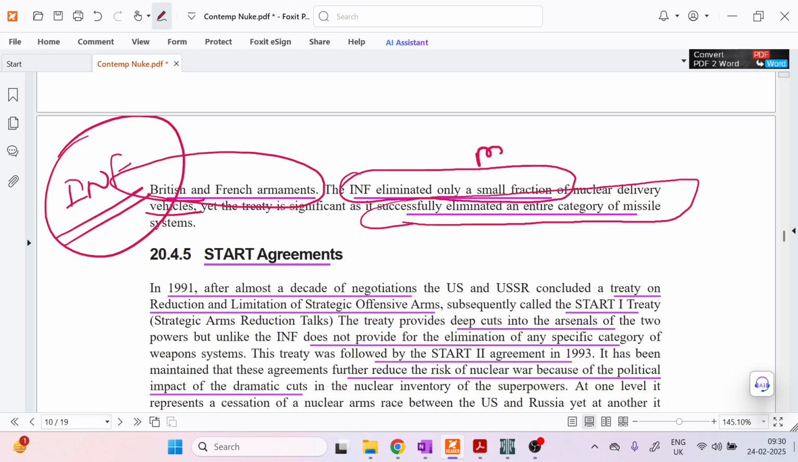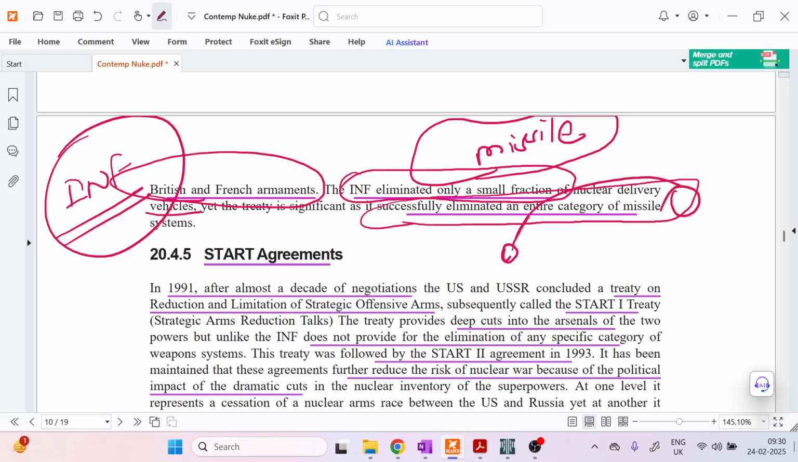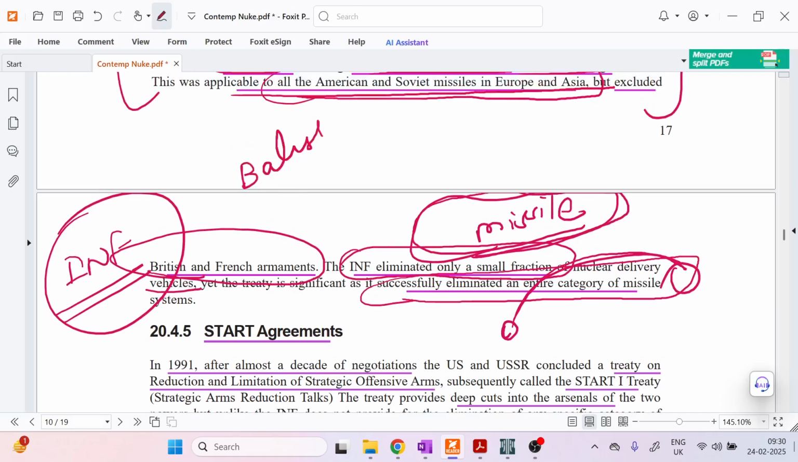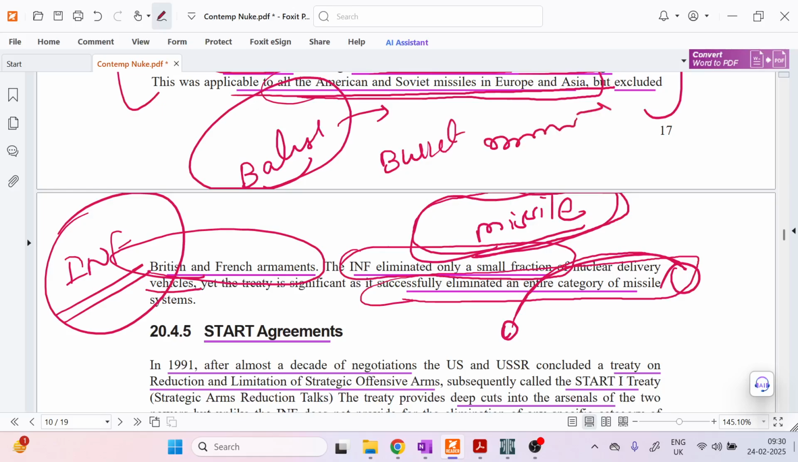Delivery vehicle here means missiles, because any nuclear material, if it is to be deployed to another place, needs to be delivered via some mechanism or delivery system, and these delivery systems are usually missiles. So long range missiles are usually of ballistic nature. Ballistic means they move like a bullet moves. This motion is known as ballistic motion.